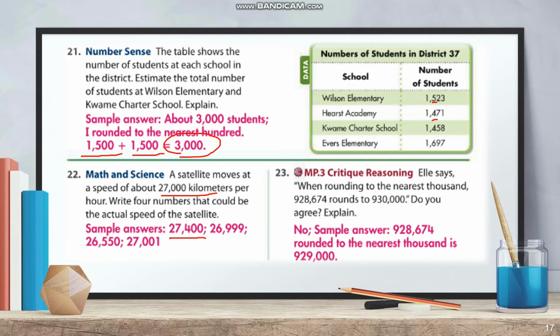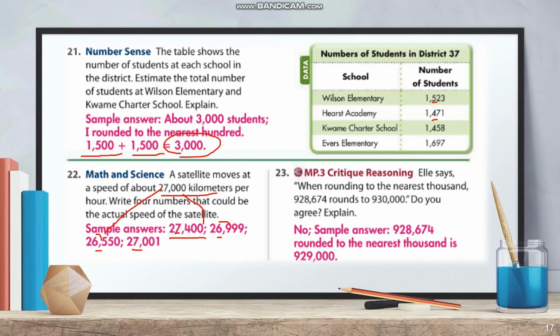So the given is 27,400, because if I round to the nearest thousand, this becomes 27,000. Another example, when I round this to the nearest thousand, the answer is 27,000. The same thing for the others. So these are the four numbers that are possible when you round to the nearest thousand, and the answer is 27,000. So we have a lot of answers here.